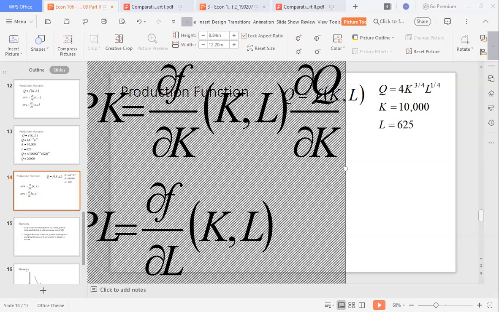Let's also add the units. While waiting for me, you can get your own MPK there, so that we don't waste our time. So that's 3 times 625 raised to the power of 1/4, and then 10,000 raised to the power of 1/4, and that's 3/5.